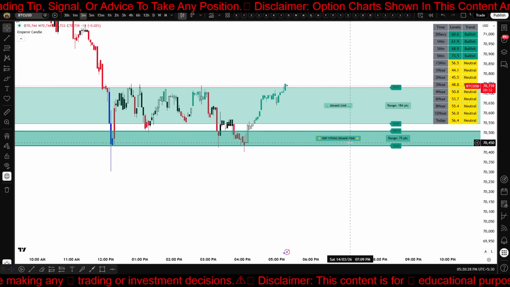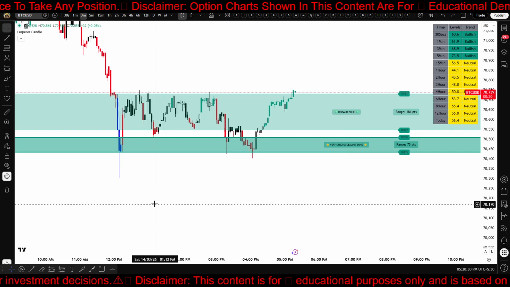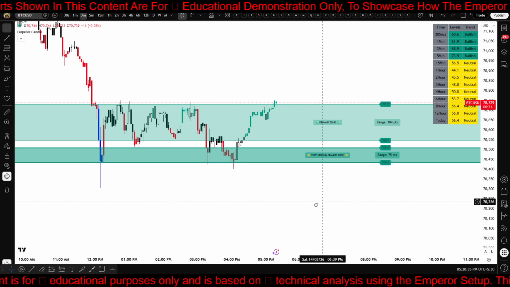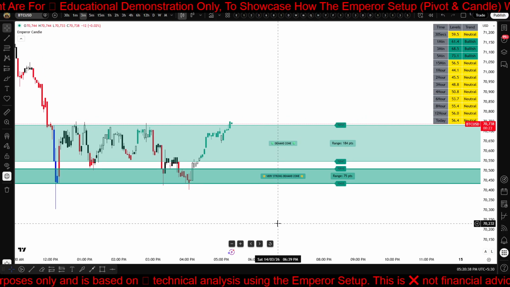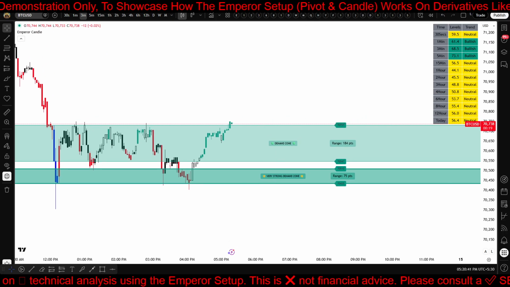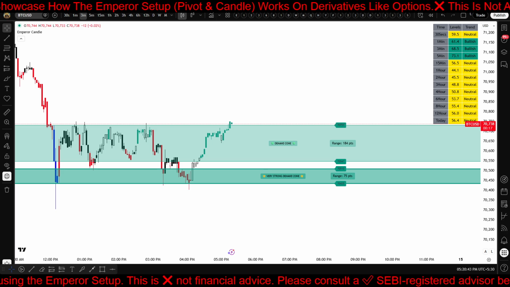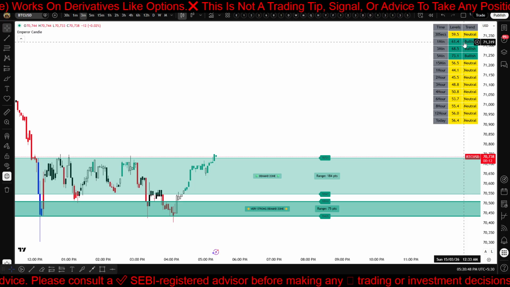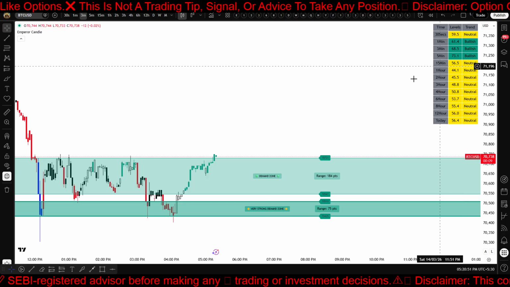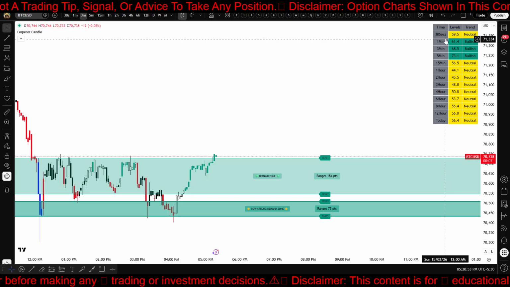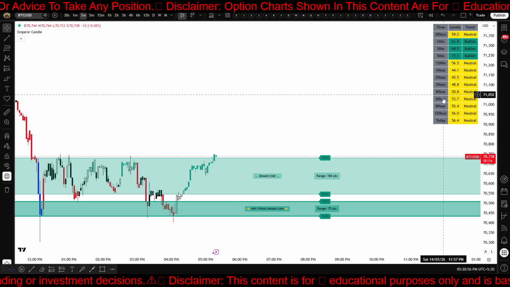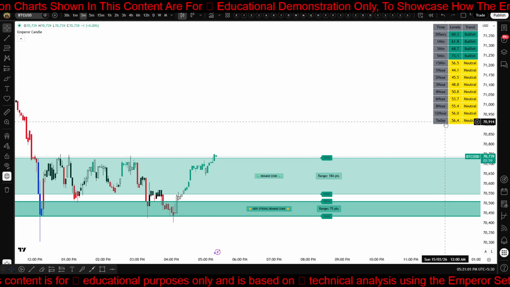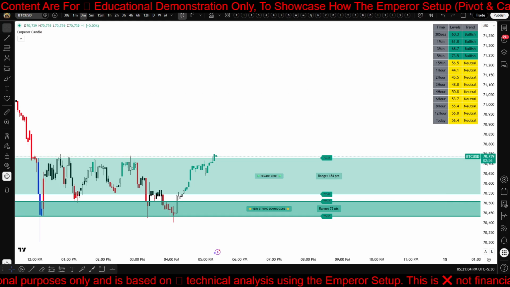Now let's move to the complete trading workflow. Step 1, identifying the trend using the trend table. The first step in the Emperor Candle strategy is identifying the market trend. For this, we use the trend table, which you will see at the right top corner of the chart. As you can see, there are time frames from 30 seconds to the whole day, like 1 minute, 3 minute, 5 minute, 15 minute, and so on, up to hours and the whole day.